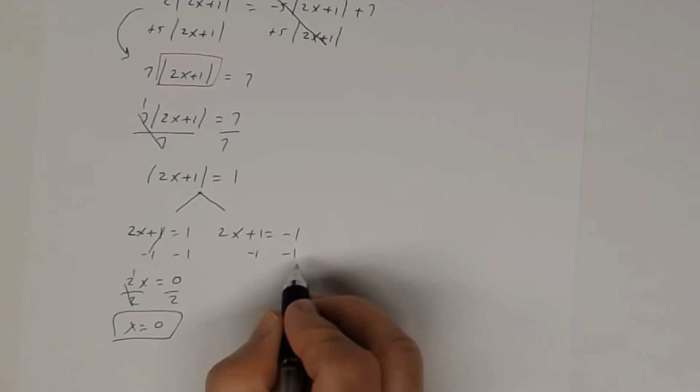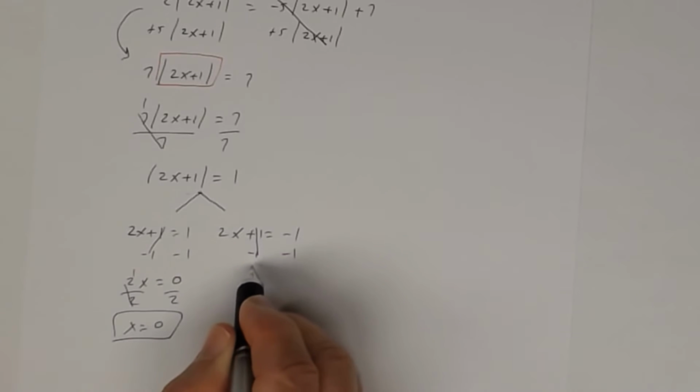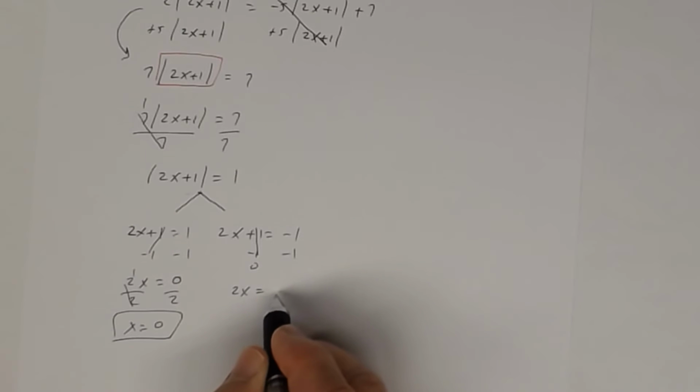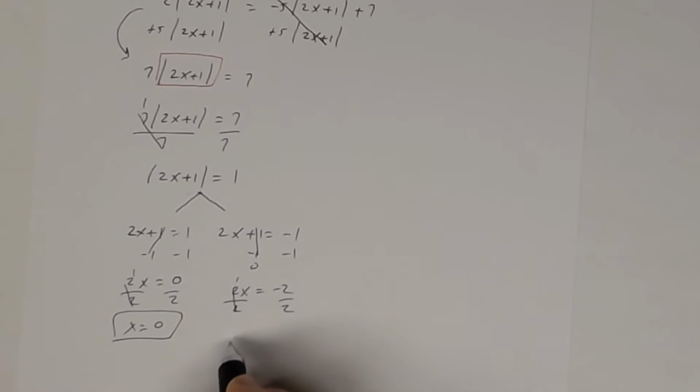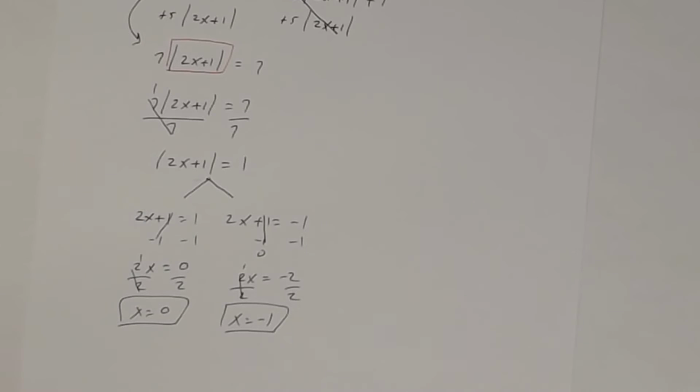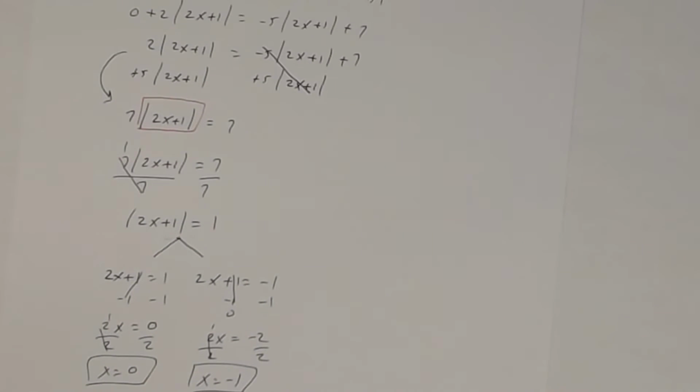Over here, subtract 1 from both sides. I get 2x equal a negative 1, and a negative 1 is a negative 2. Divide both sides by 2. I get x to be negative 1. All right? And so that's it. Those are your solutions. Okay, so that was number 6.